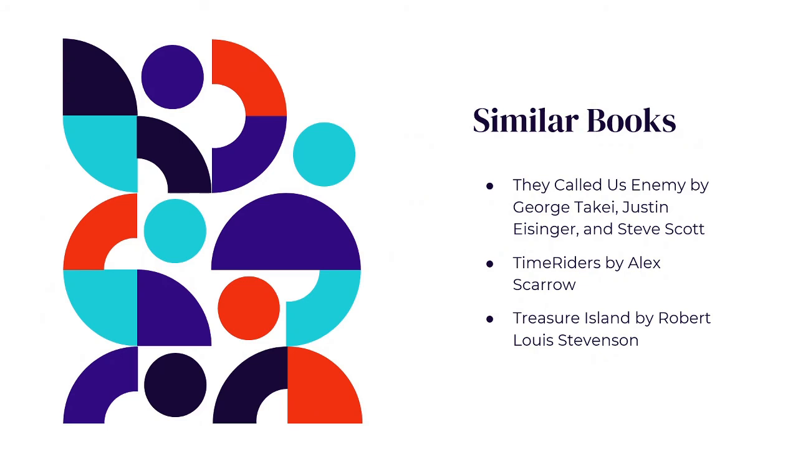Similar books: They Called Us Enemy by George Takei, Justin Eisinger, and Steven Scott; Time Riders by Alex Scarrow; and Treasure Island by Robert Louis Stevenson.